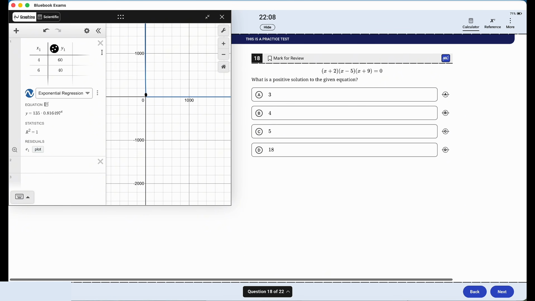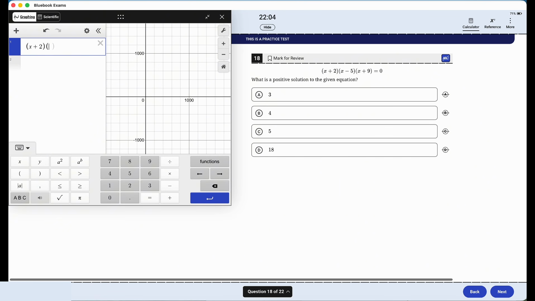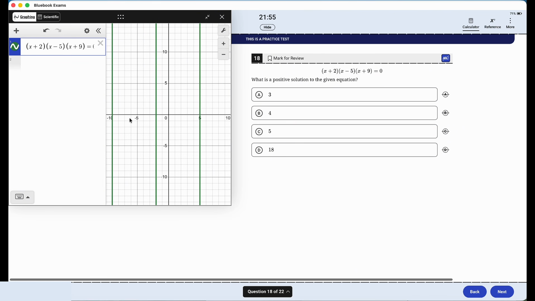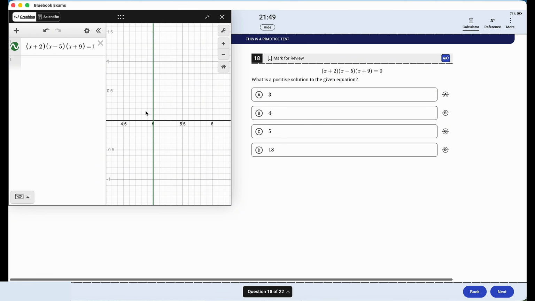Next one, what's the positive solution, right? If you see this in factored form, you can see that the solutions are going to be -2, +5, and -9, right? But if you don't know that, just put it in Desmos, right? You will literally be able to see all the answers. And again, sometimes you can't click on it, but if you zoom in on it, like this is the positive one, right? We zoom in on it, we see it's 5.